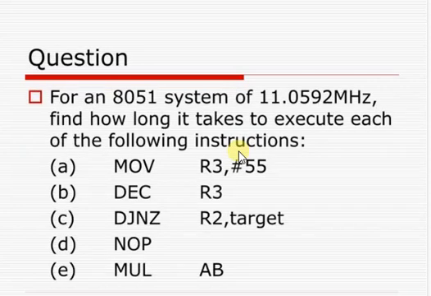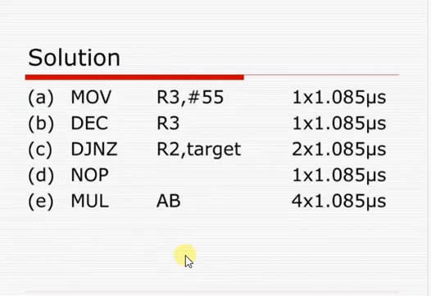Coming to, for an 8051 system of 11.0592 megahertz, find how long it takes to execute each of the following instructions. MOV R3, #55; DEC R3; DJNZ R2, target; NOP; MUL AB. Then we will decide here how the values will be calculated.